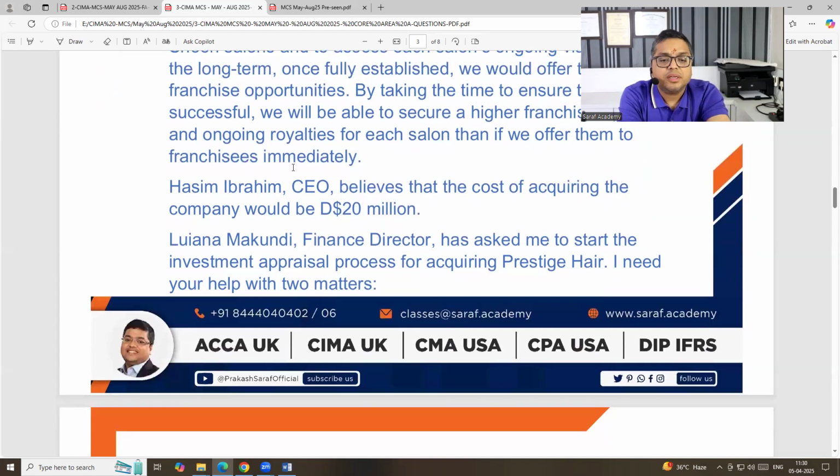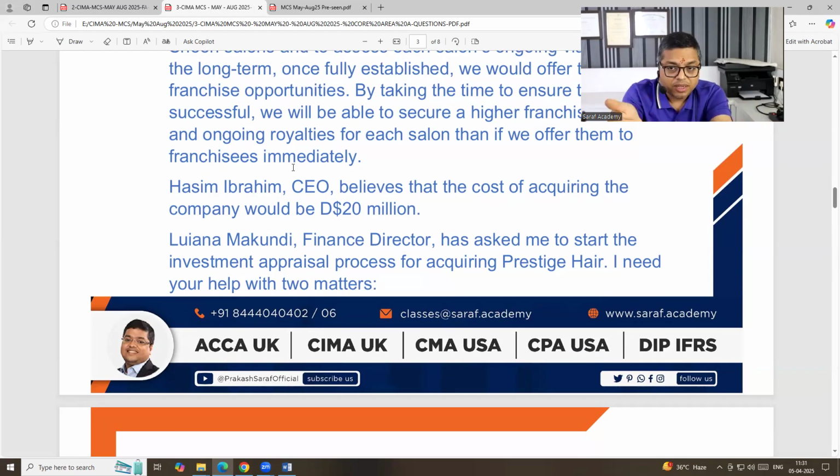Hasim Ibrahim, CEO, believes that the cost of acquiring the company would be $20 million. Our CEO is saying that we will be able to acquire them at $20 million. All this is said by the senior finance manager. Then Luina Makondi, finance director, the senior finance manager's boss, has asked me to start the investment appraisal process for acquiring Prestige Hair.